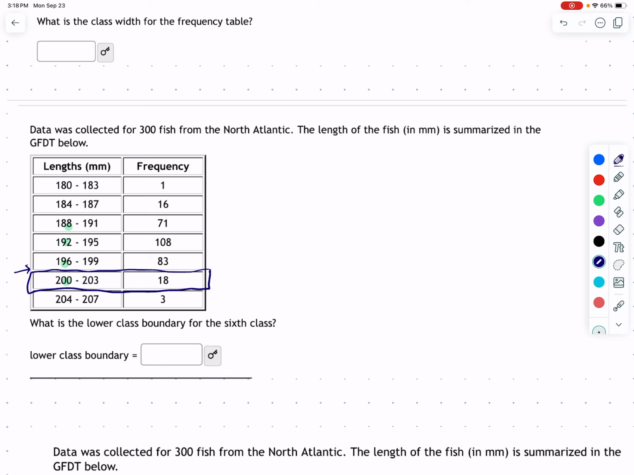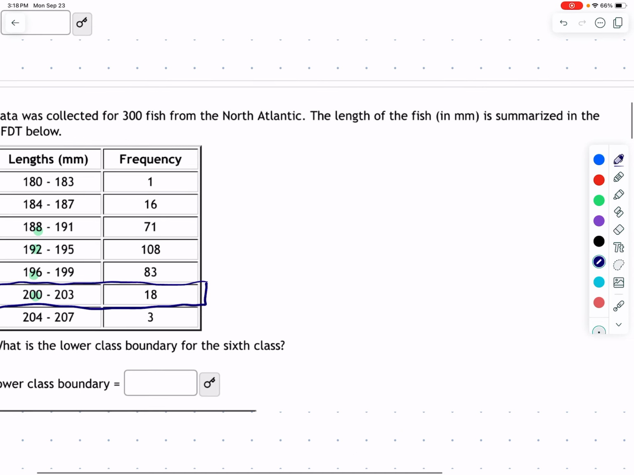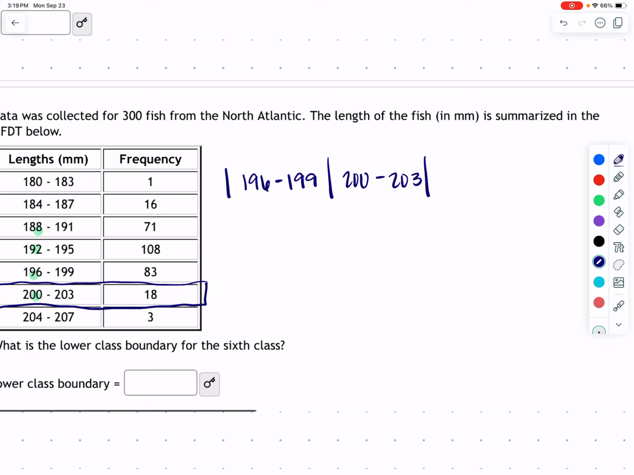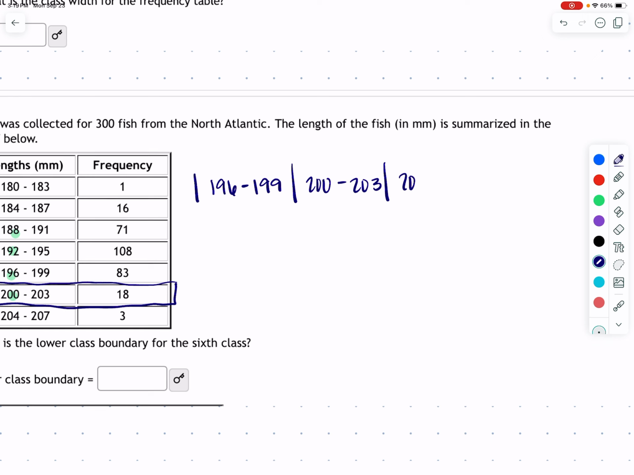So what I'm going to do is write these out sideways. I'm going to start with the 5th class. It goes from 196 to 199. And then we go from 200 to 203. And then 204 to 207. I didn't really need that last class, but it didn't hurt anything to stick it on there. I'm also going to change the colors of my dividers just so they show up a little bit better, so you can see the clear division among the classes.